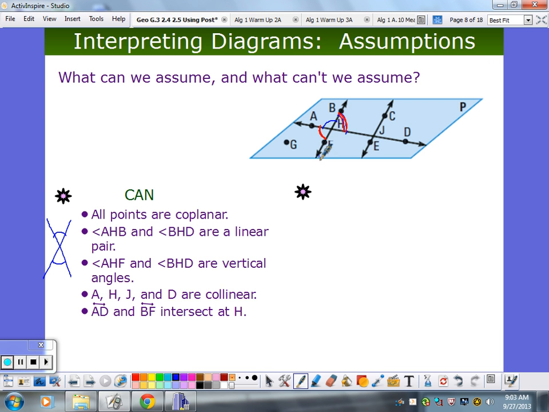AB and BF intersect at H. If it looks like intersecting lines, and I see those points labeled, I can make the assumption they are intersecting lines. So things I can do. Just need to let it catch up a little bit.